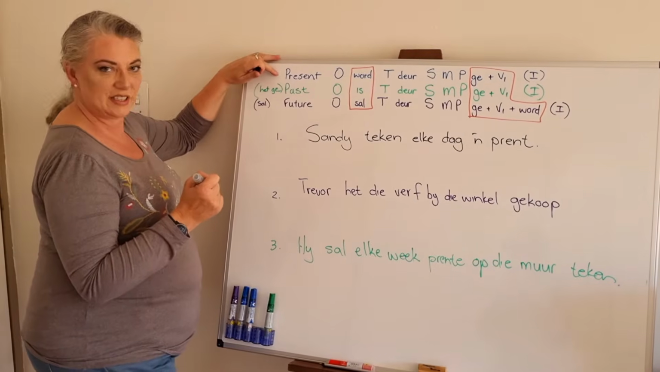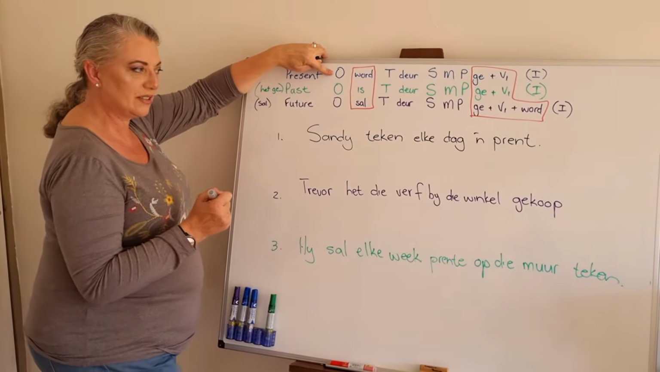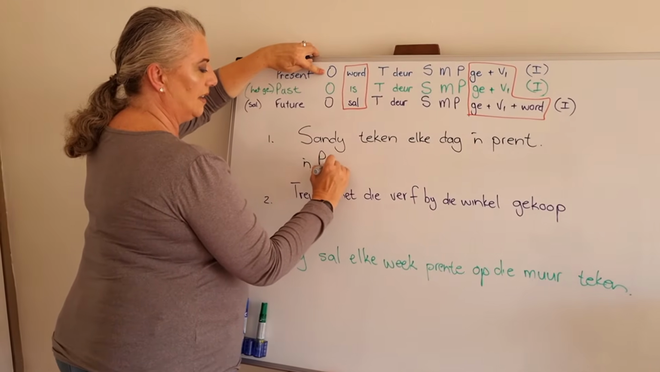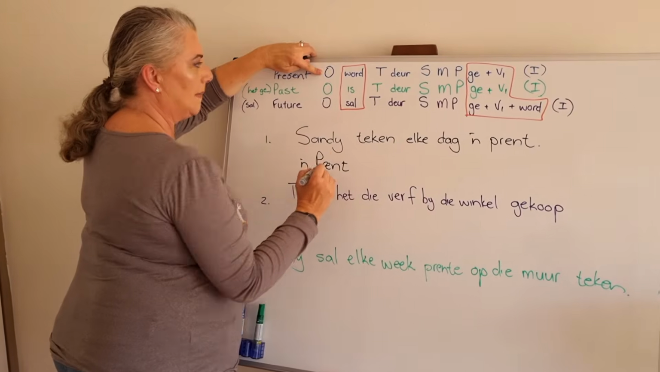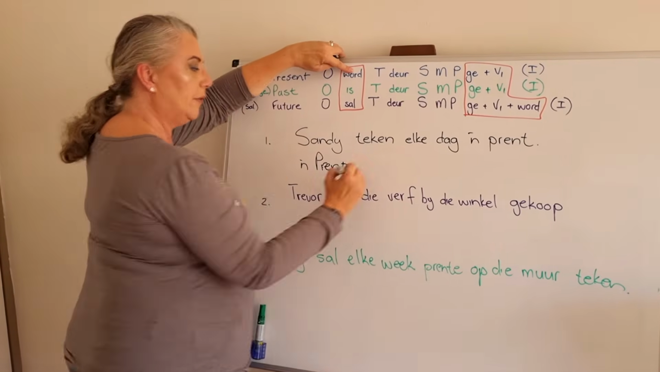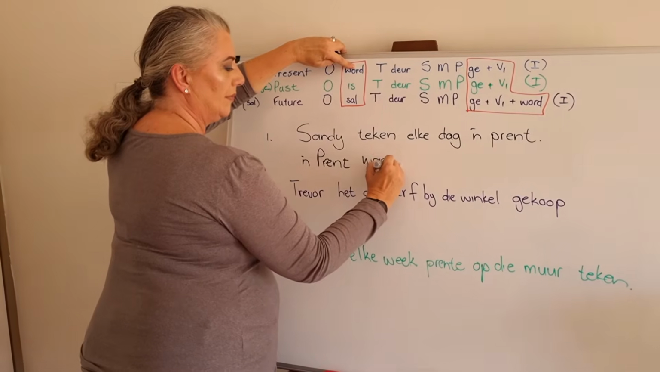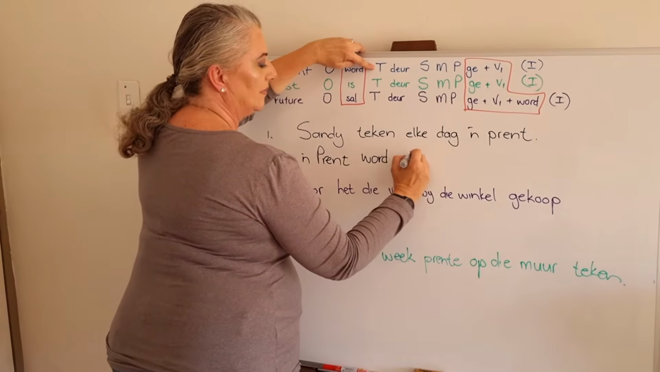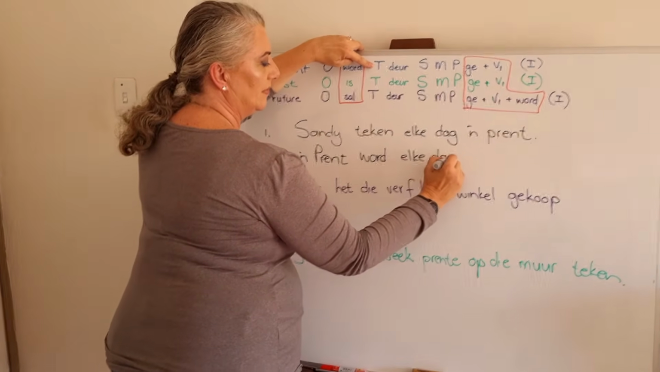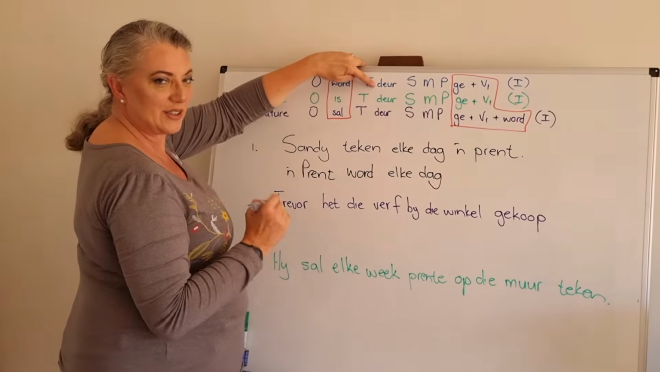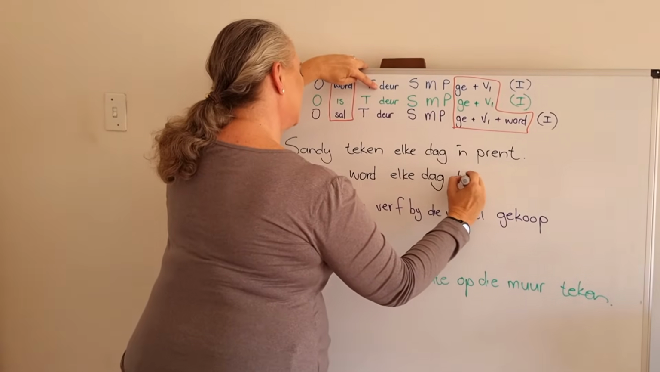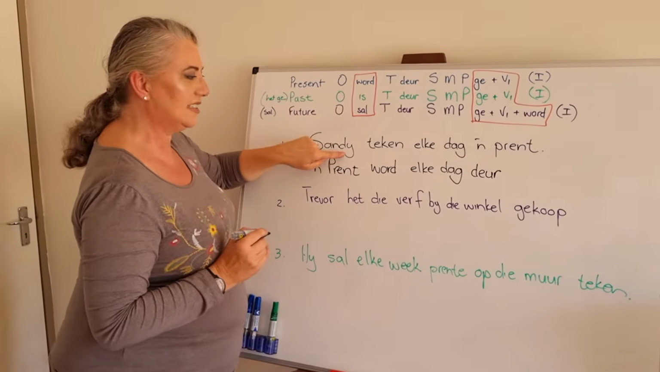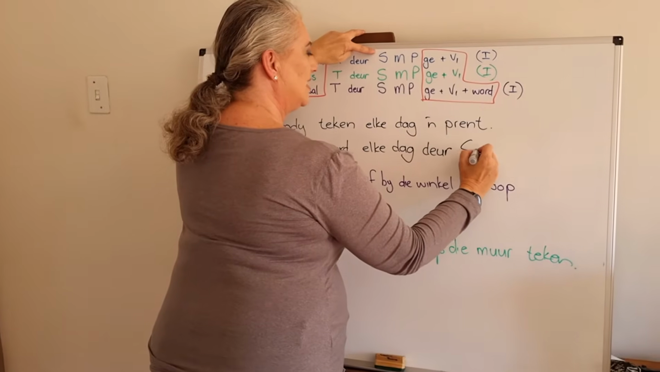Let's have a look at the present tense. We start with the object. A prent. That is the object. What is the next word? Word. Is there time? Yes, elke dag. What comes next? Deur. What is my subject in this sentence? It is Sandy.